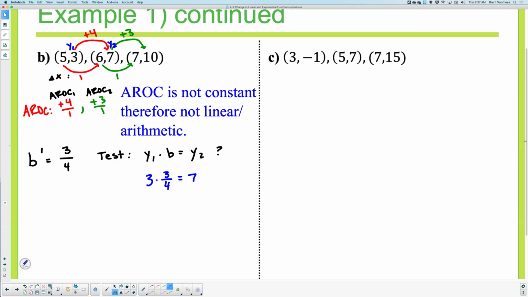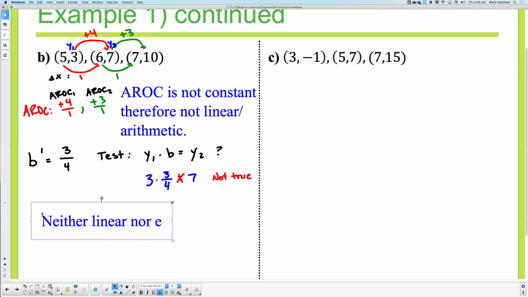This is wrong because, if you're not sure, 3 times 3, the way a fraction works, you multiply the top. 3 times 3 is 9. Divide that by 4. Is 9 divided by 4 7? No. Since that is not true, guess what? This is neither. It's not exponential. Neither linear nor exponential.